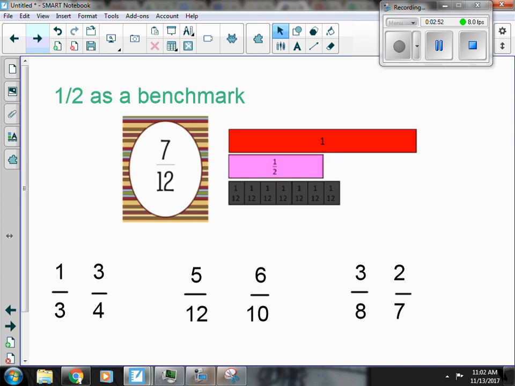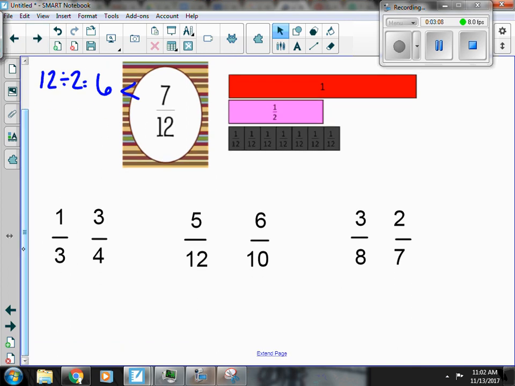I can also think of it as, what is half of 12? And 12 divided by 2 is 6, and 7 is greater than 6. So this fraction is greater than 1/2. And I can use that to help me compare my fractions. So let's take a look at some of these examples. I have 1/3. Well, 1/3 is less than half, so I'm going to put a little down arrow so I know that it's less than half. 3/4 is bigger than that, so 3/4 is bigger than a half. So that must mean that 3/4 is bigger than 1/3.